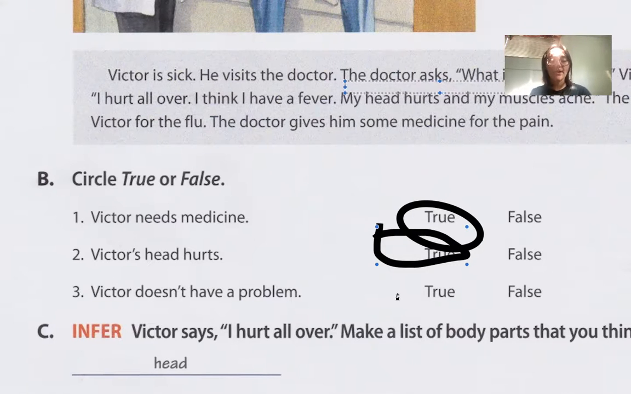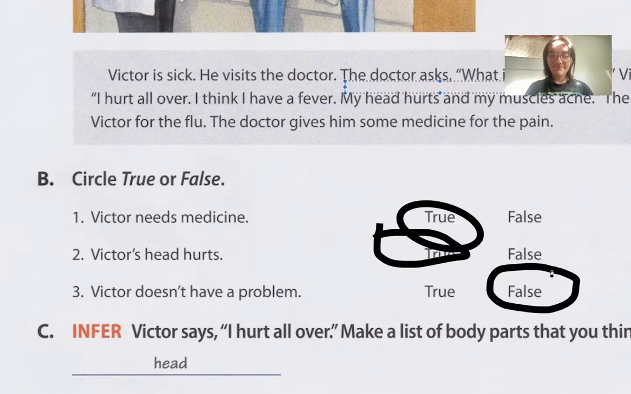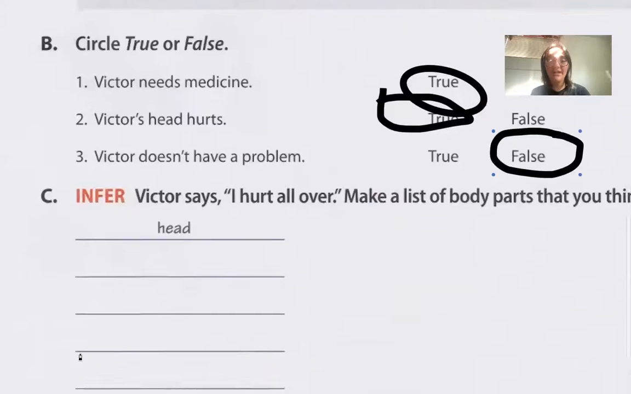Okay. And then the next one, Victor doesn't have a problem. Now, if you remember, doesn't is does not, which is negative, which means no. So it says Victor doesn't have a problem. No problem. But he does, right? He went to the doctors. So this is false, right? It's false. He does have a problem.